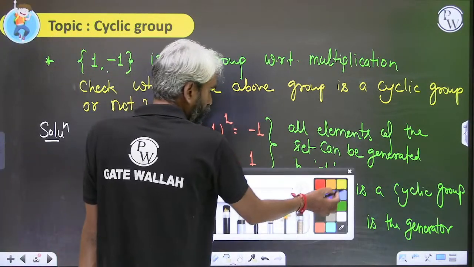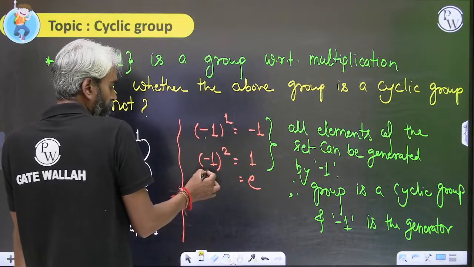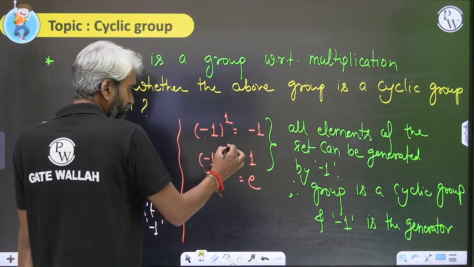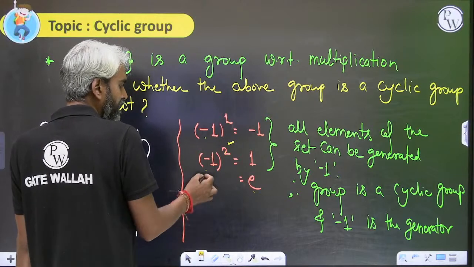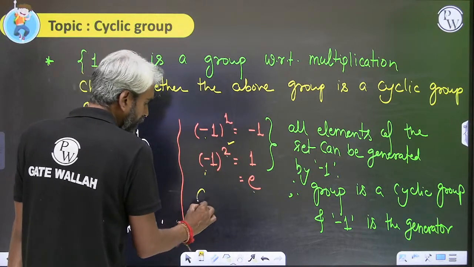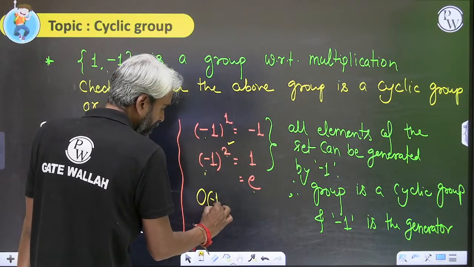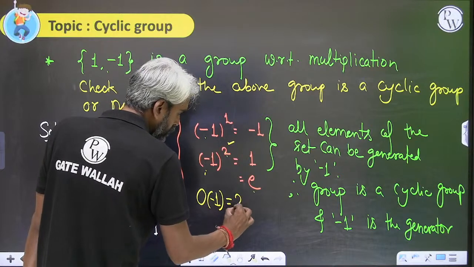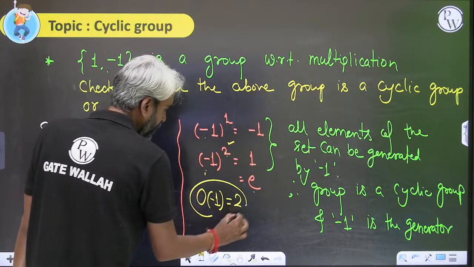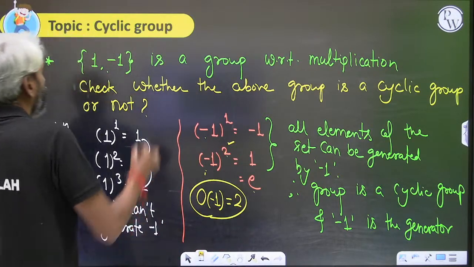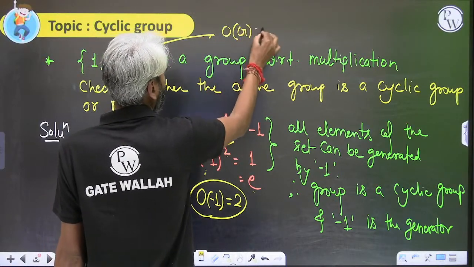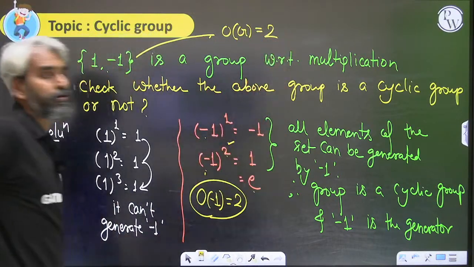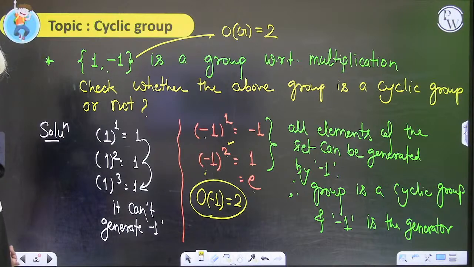We also know that for a positive integer n, if a raised to the power n gives the identity element, then n is the order of that particular element. So the order of minus 1 is nothing but 2. So what is the order of this group? The order of this group is also 2. Okay, so let's take another example.